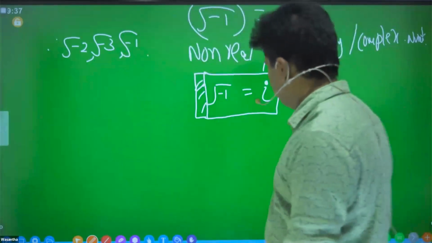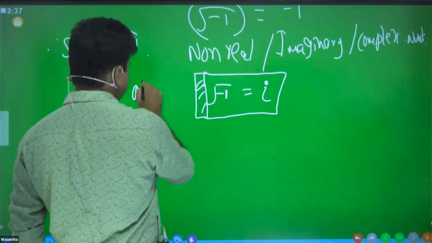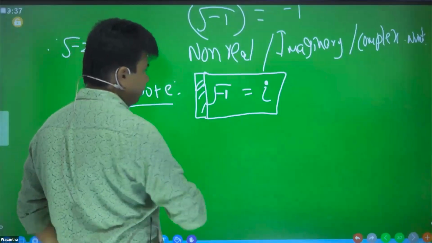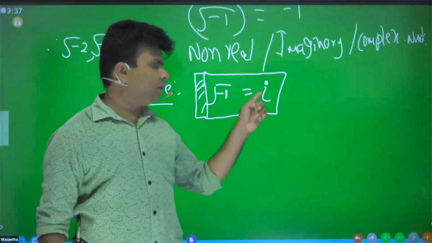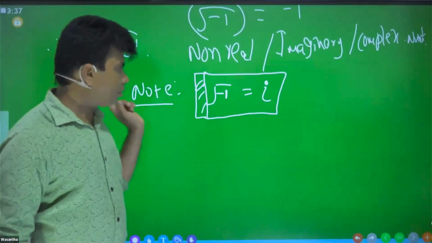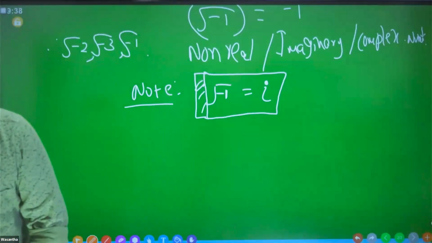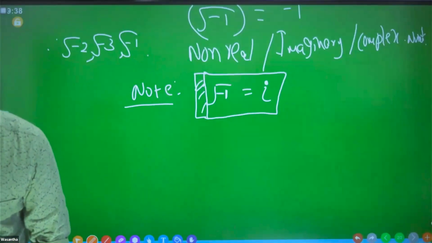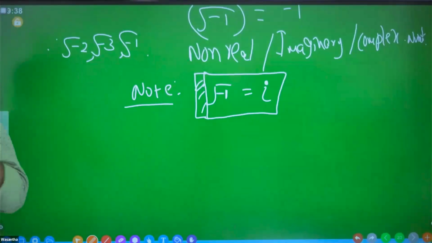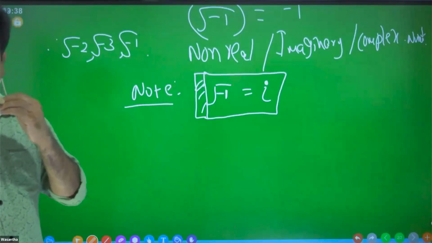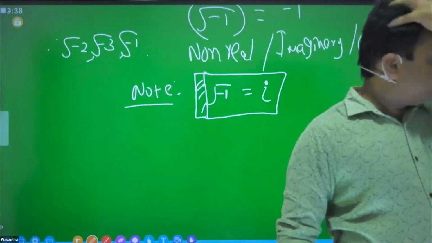So therefore, now understand root minus 1 is denoted by i. Now please note that having this part in your knowledge at the beginning is better. Define that root minus 1 is denoted by i. Root minus 1 is denoted by i.